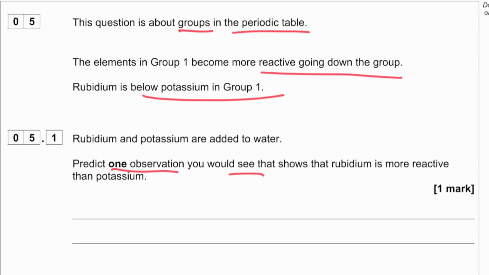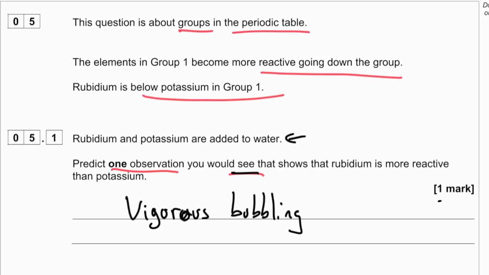So what would something look like when it's more reactive when you add it to water? Well, we should know the general reaction of group 1 metals and water. You get this fizzing and bubbling, and you also get a flame sometimes on the water, depending on how reactive it is. Now, what we would see if something is more reactive is essentially, you could say, a more vigorous reaction. But specifically, we want to say, what would we see? So a more vigorous reaction, we see more vigorous bubbling. Okay, that would be enough for 1 mark. Could also say you see a bigger flame, something like that.